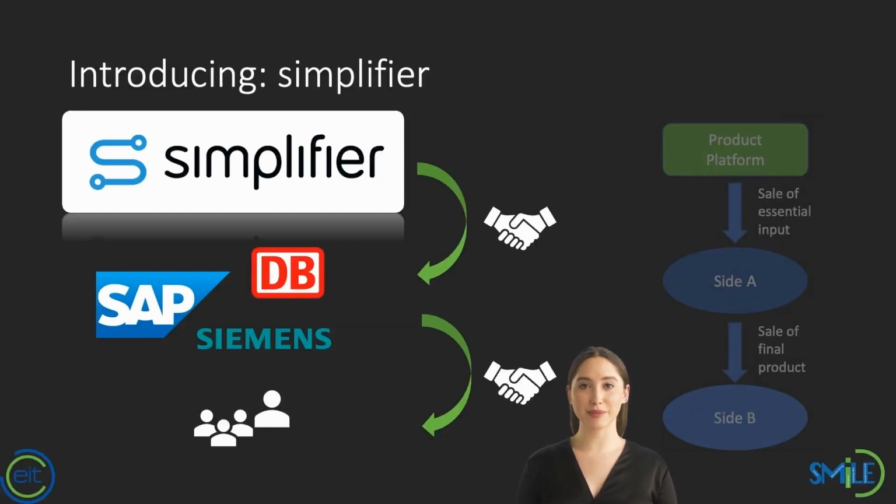Correct. Simplifier is a product platform. Clients make use of the Simplifier platform to build their applications, but then they make them available to their users independently of Simplifier.